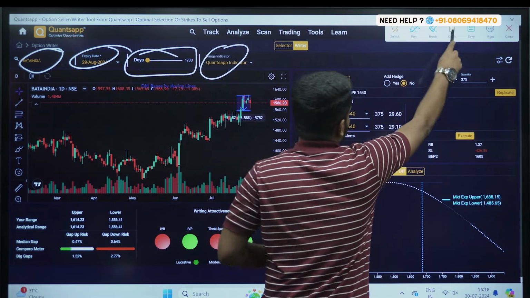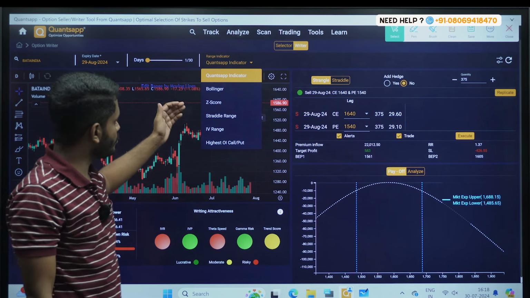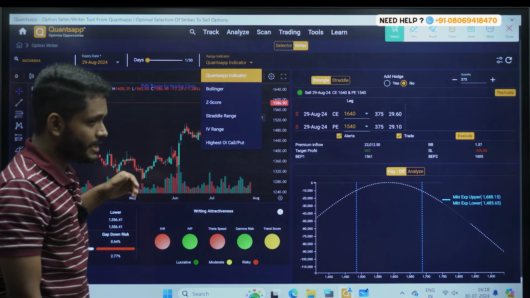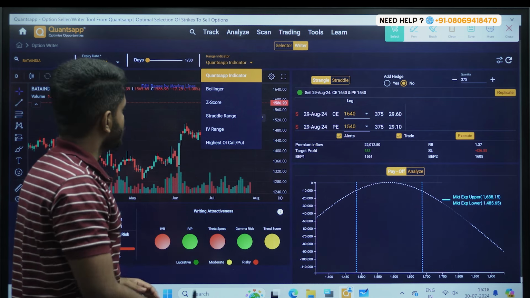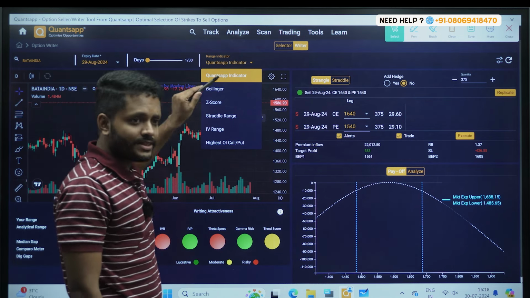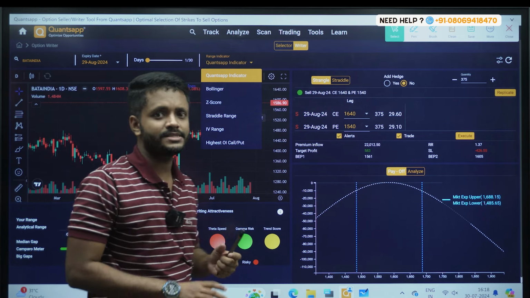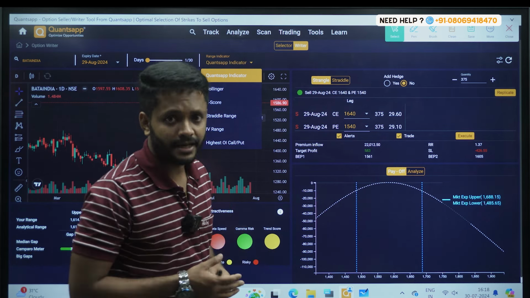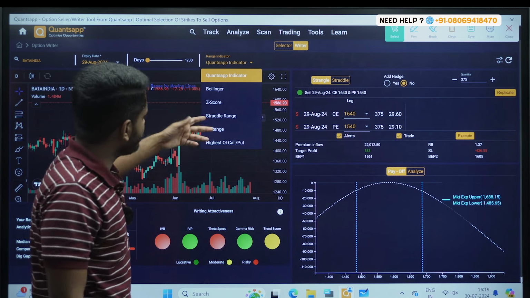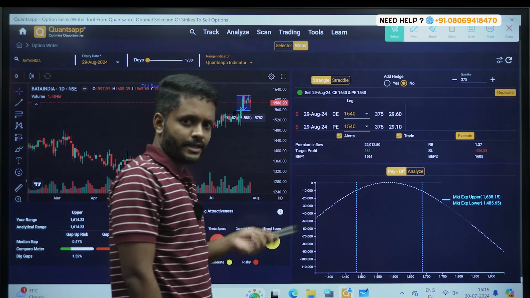Let me explain about this range indicator. There are Bollinger range, Z score, straddle range, IV range, and highest OI, call or put, which we just checked, correct? But I would suggest you to go with the default Quantsapp indicator because it combines all these things. Z score is based on standard deviations, and Bollinger bands, you might be knowing the Bollinger range, correct? Based on that range, it will give you the output. So use the default Quantsapp indicator, it is a better version, I would say.